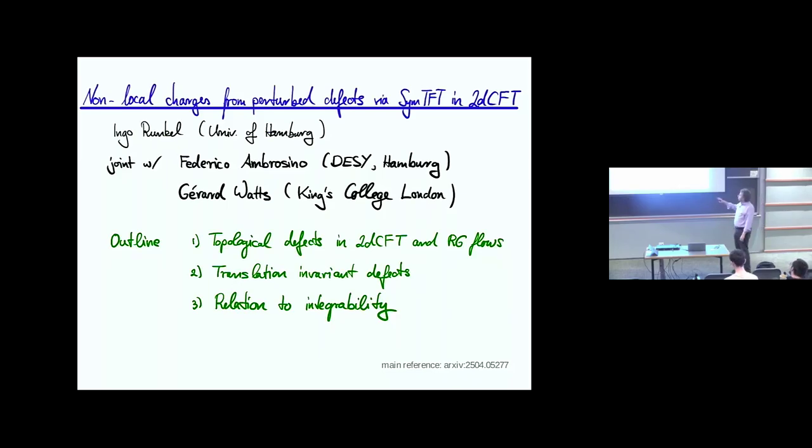Roughly, I would like to first remind you a little bit about topological defects in 2D CFTs and an application they have in renormalization group flows. Then we will see that maybe we can improve the situation we see there by including a more general class of defects, which are these translation variant defects. I want to talk a little bit about these. And at the very end, if there is time, we will maybe see a relation to integrability. Okay, so that's the plan.